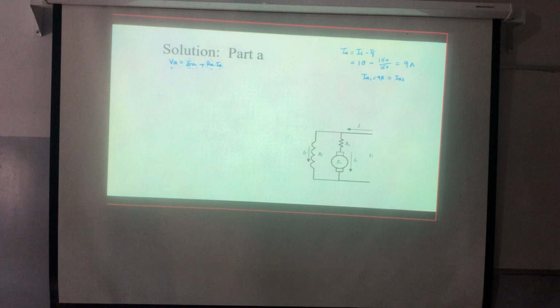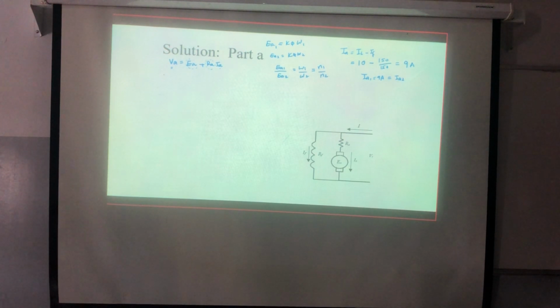Now let's see. We know that EA is equal K phi omega. So EA1 will equal K phi omega 1. So EA2 will equal K phi omega 2. So simply I can do EA1 over EA2 should equal omega 1 over omega 2. And because I'm having n, I can write n1 over n2. Good.